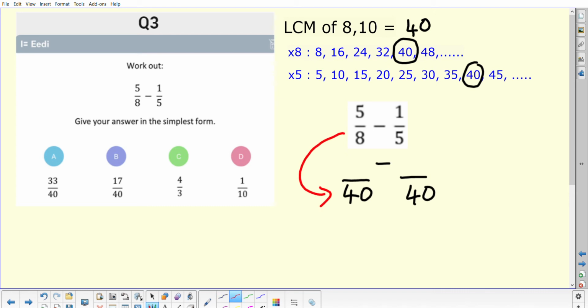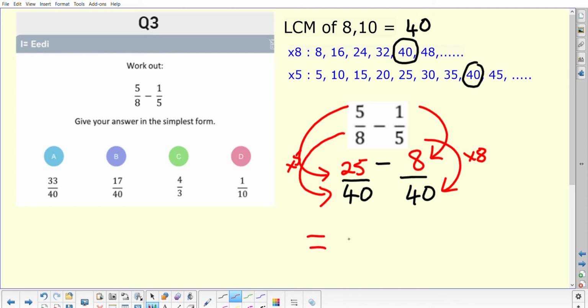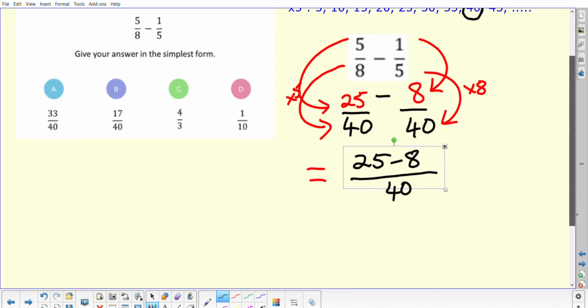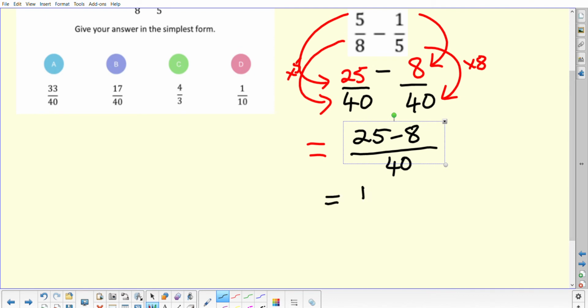If you're changing the bottom number of your fraction, you also need to change the top number here. To change 8 into 40, you have multiplied by 5. So you would get 25 on the top there. On this side, you've times by 8, which means you would get 8 on the top of that. You are then left with doing 25 take away 8 on the top of that fraction with just the 40 on the bottom. So that becomes 17 over 40 for that one. So you're looking for your answer to have been answer B.